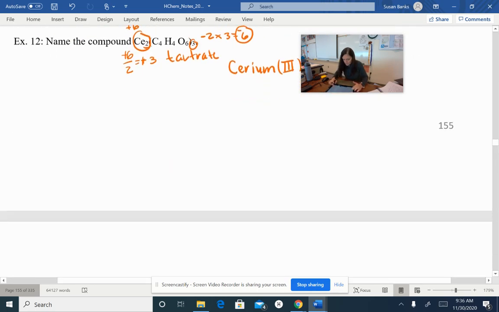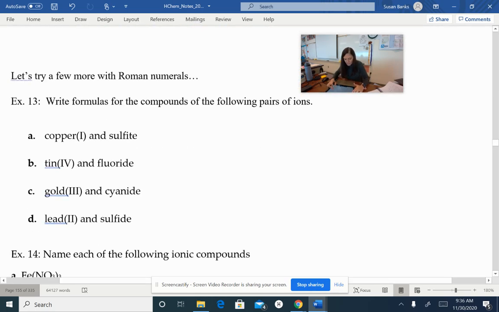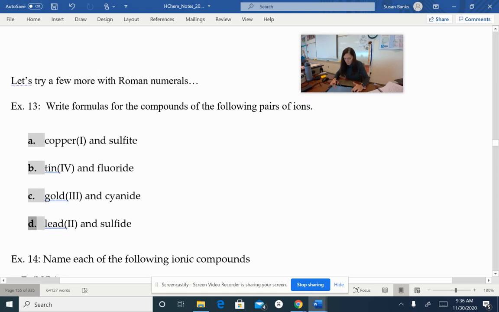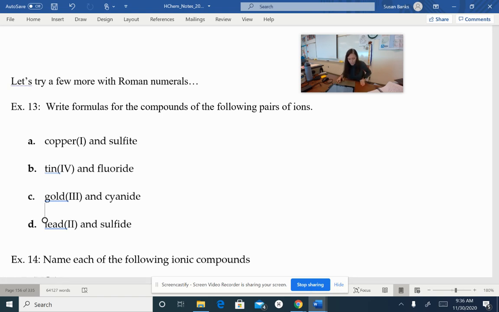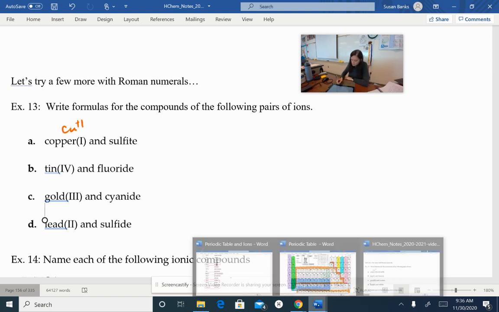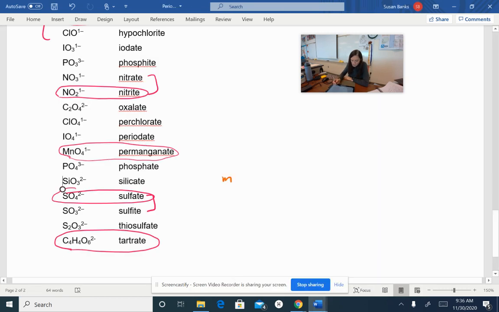All right, so let's do some more. Now, these are some that I want you to write formulas for. So take a minute, see if you can write formulas, and we'll check in just a minute. Okay, so A, we have copper 1 sulfite. So that means that this copper is a +1. So let's look up sulfite. Sulfite is SO3 -2.